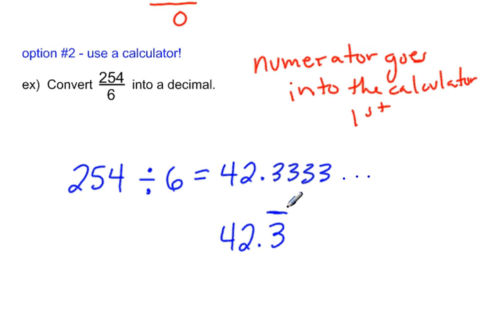Now, whether you should write this or whether you should round depends on what your directions tell you to do. Our directions didn't say anything about rounding, so that's why I included this notation. If it had said round to the nearest hundredths place, I would have had to do some rounding like we did in our last video. Because it wasn't specific in this example, there was no need to round anything.